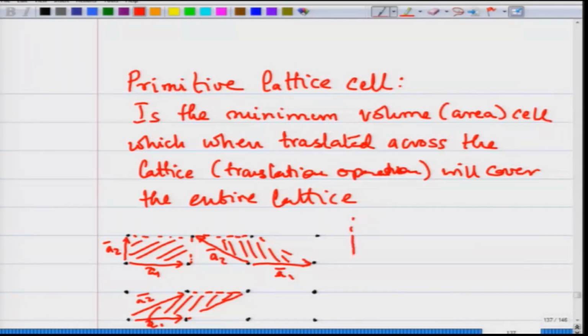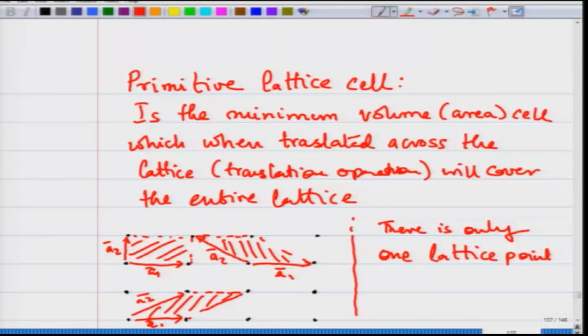Now, an important point which is associated with this primitive cell is that there is only one lattice point per primitive cell. An important point associated with this primitive lattice cell is that you have only one lattice point per primitive cell. Can one show this a little bit more easily?